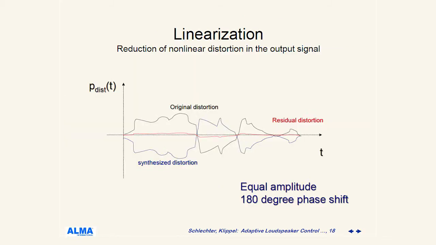Now let's look quickly at the linearization of the loudspeaker. Assuming this would be the distortion generated by the speaker itself, we would like to pre-process the audio signal in a way, add some synthesized distortion with opposite phase, equal amplitude, and if it works, then the residual distortion is much less or zero.